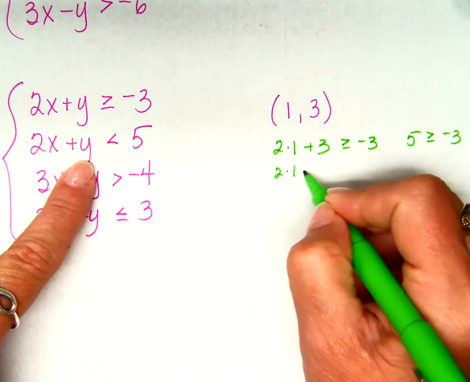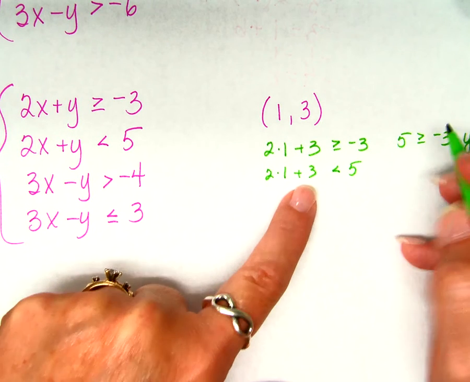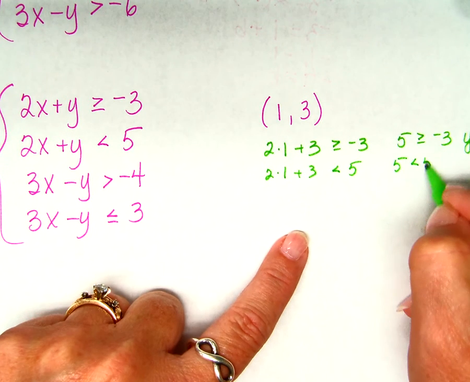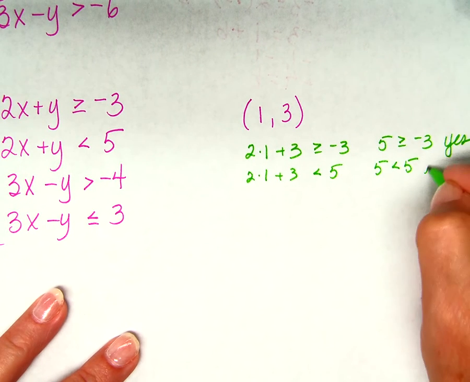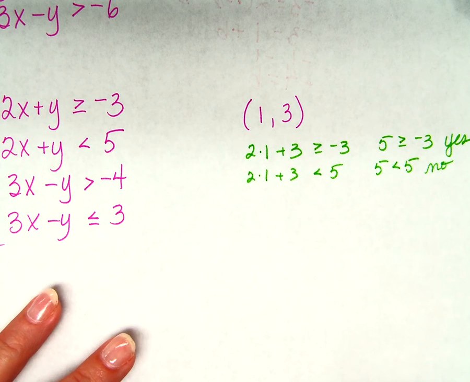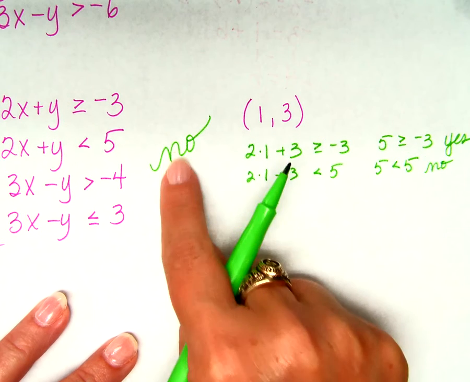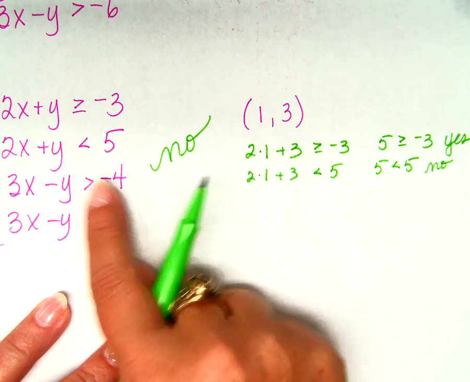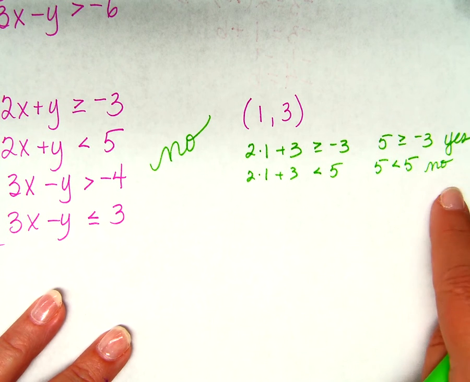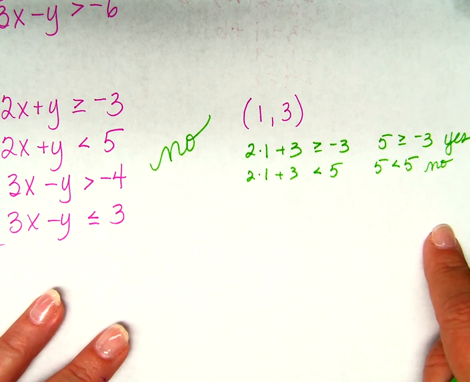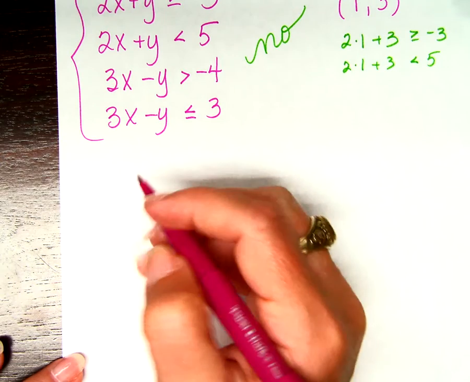2 times 1 plus 3 is less than 5. Well, 2 times 1 is 2. 2 plus 3 is 5, which is less than 5? 5 is not less than 5. So the answer is no. Once I get a no as my answer, I know the answer to the question, is this point a solution? No. Okay? But if I get a yes, I have to keep going until they're all yeses, right? Does that make sense? Okay, let's try one more then, please.